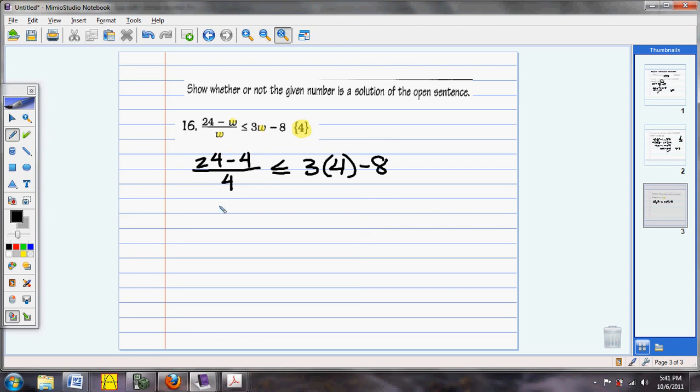So I'm going to work out this side, the fraction bar. We need to do the top part first. 24 minus 4 is 20, divided by 4. 3 times 4 is 12 minus 8, and the last step over here is divide, and the last step over here is subtract. Now, is this a true or false statement? This says 5 is less than or equal to 4. That's false. All right, so because that's false, this is a no. This number 4 is not a solution to this inequality.